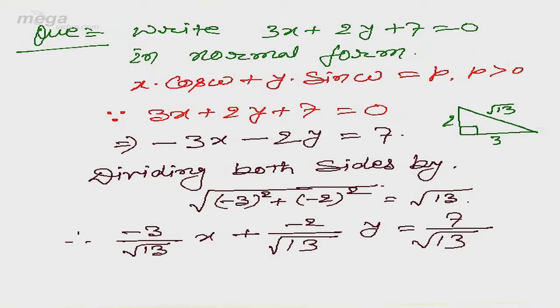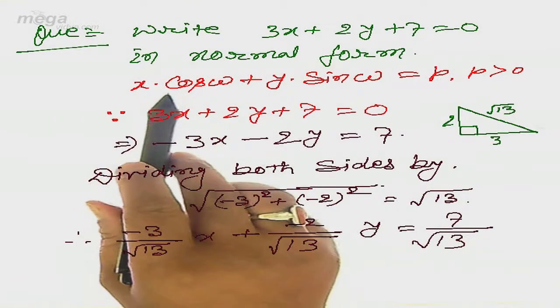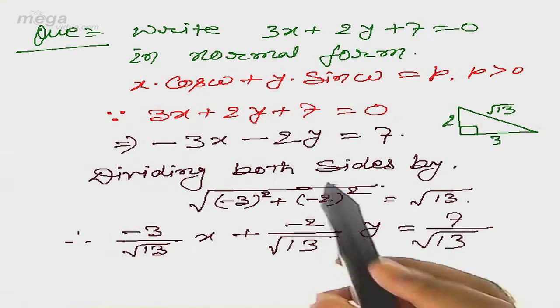This is the reason we divide by root 13, so that it becomes base upon hypotenuse. So base upon hypotenuse becomes cos omega. Here it will be the perpendicular upon hypotenuse, so it becomes sin omega.